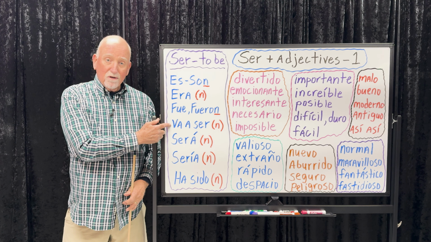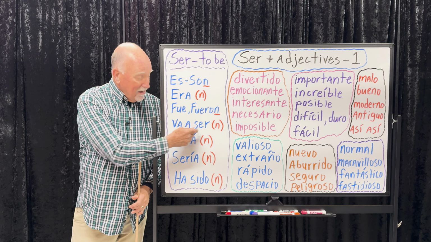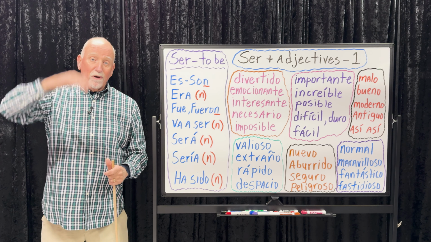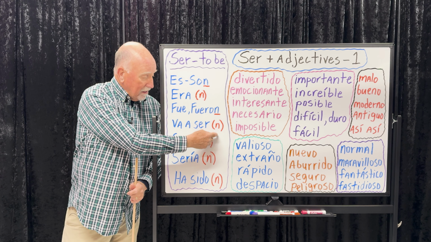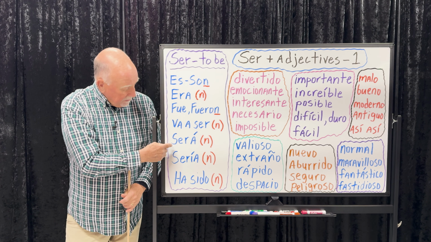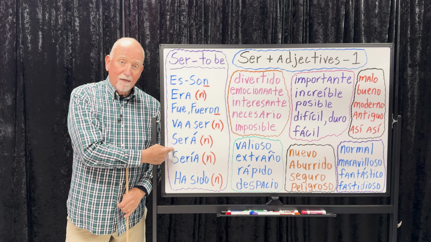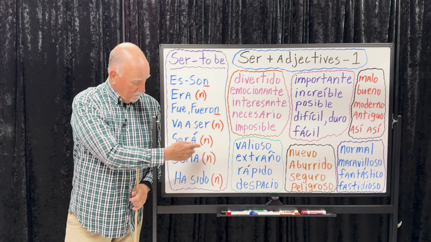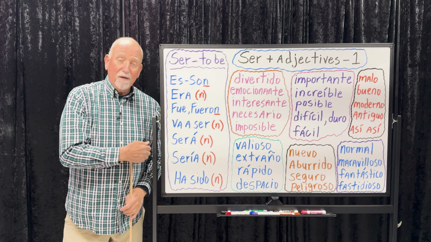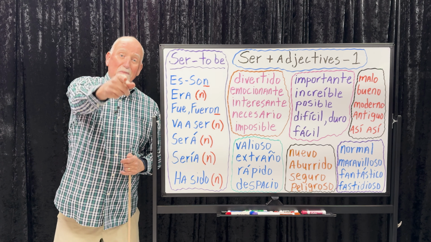Va a ser, it is going to be. This is our buddy right here. Era plus infinitive. That's way up there on the scale. It's going to be, or they are going to be. Van a ser. Here, será, it will be. Lo que será, será. Or they will be, serán. Sería, it would be. I'm getting real excited because I'm going to drop a bomb on you.